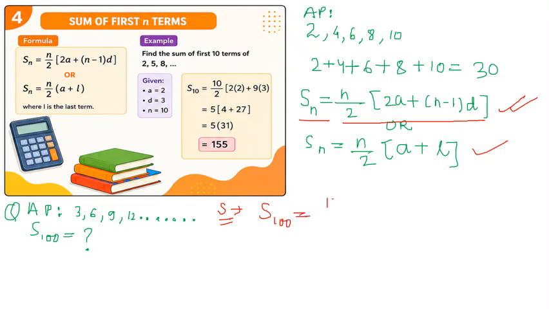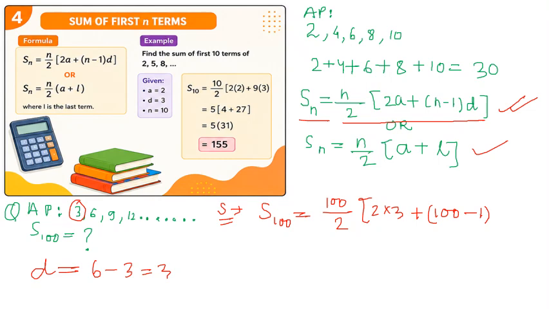Similarly, we will replace n by 100, and here 2a means 2 multiplied by the first term, which is 3. So we'll write 3 plus n minus 1, n is 100 again, minus 1, into d. D is the common difference. We can find d by subtracting the first term from the second term, which is 6 minus 3, which is 3. So here it will be 3. Now we'll solve this one.